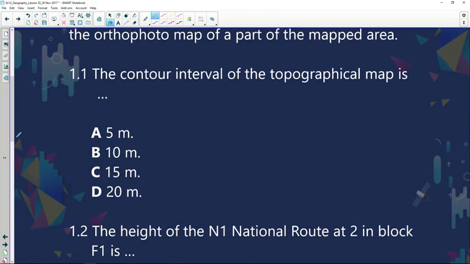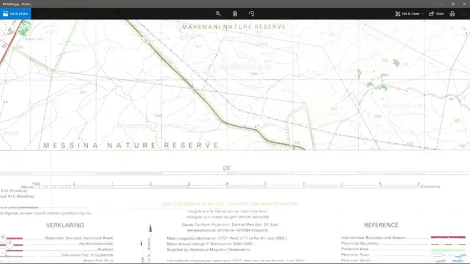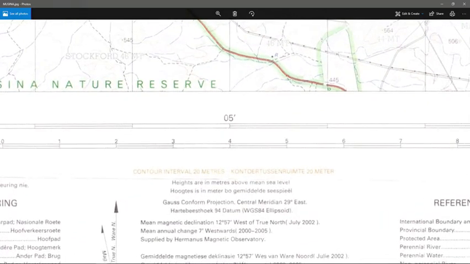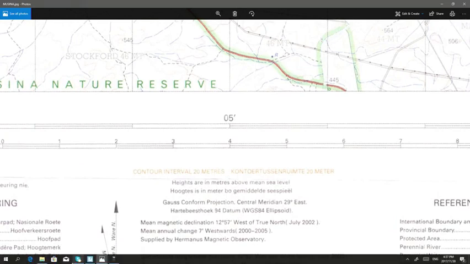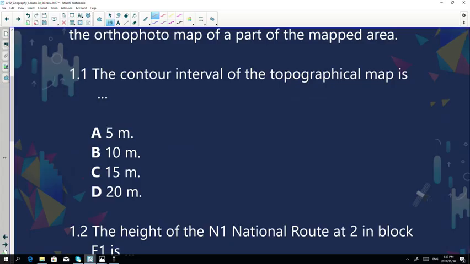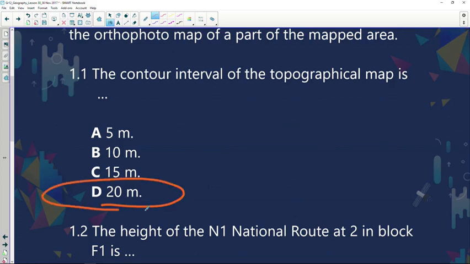Now the contour interval of the topographical map is, very importantly, what are contours? Contours are lines joining places with equal altitude. You get this information on your map. If you quickly go to the Messina map, there you can see the contour interval on a topographical map is 20 meters. So there's your first answer. All you need to do is look at your references. The correct answer is D.